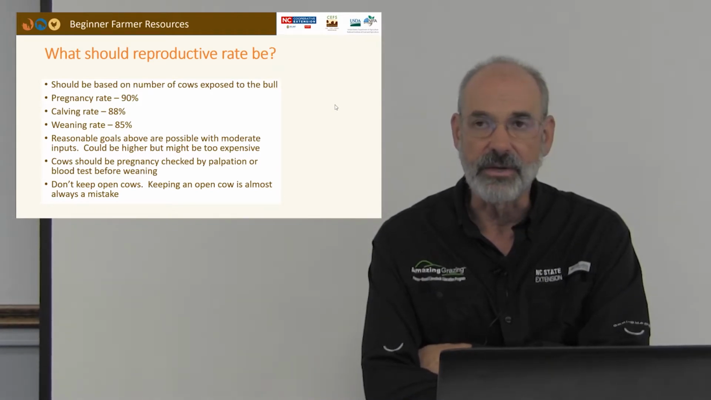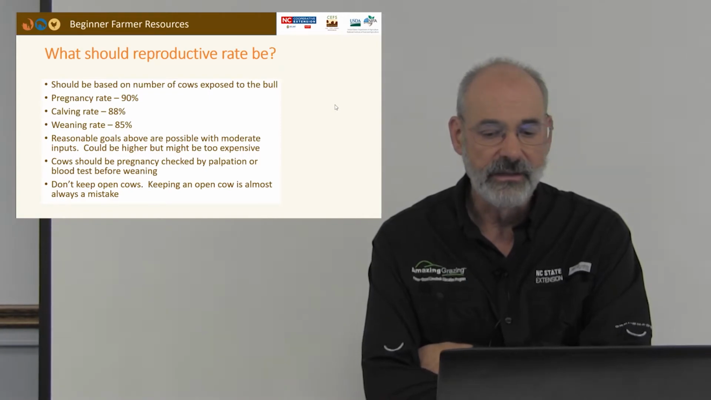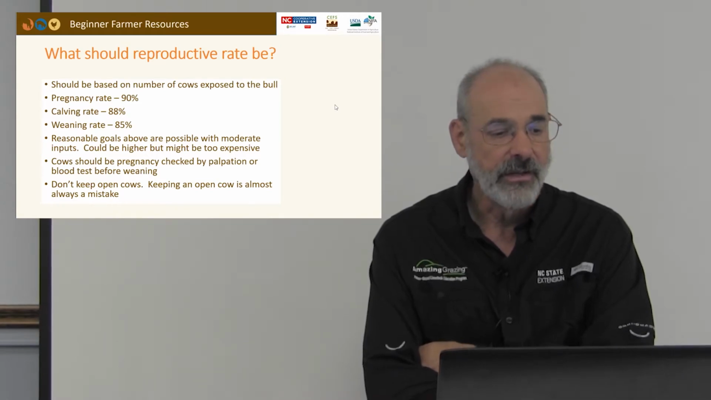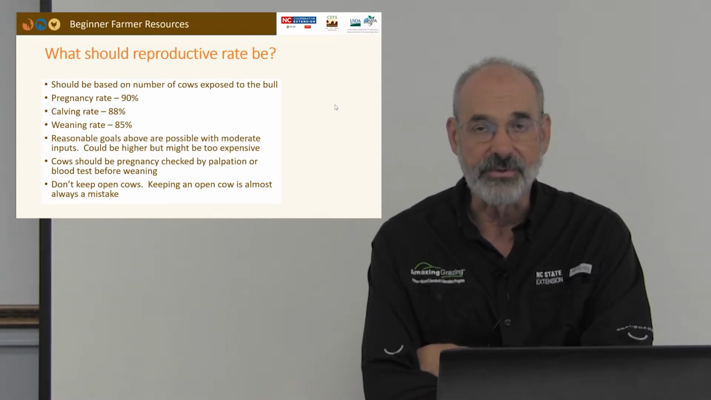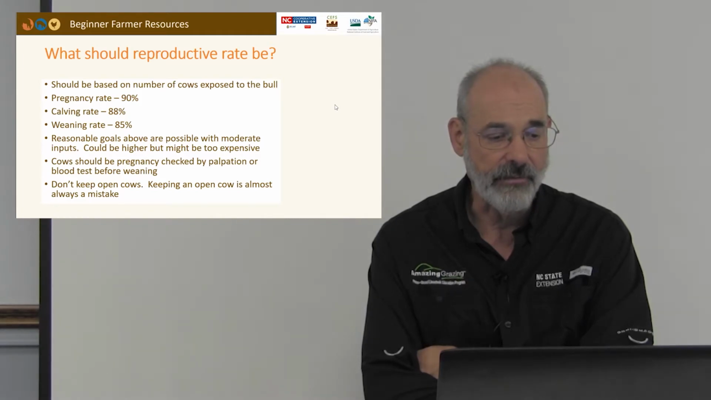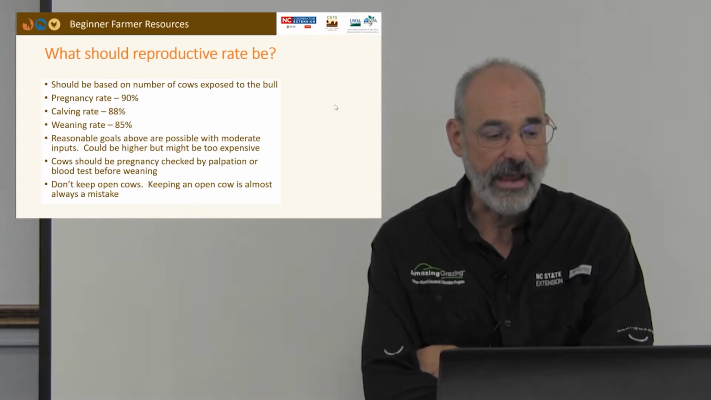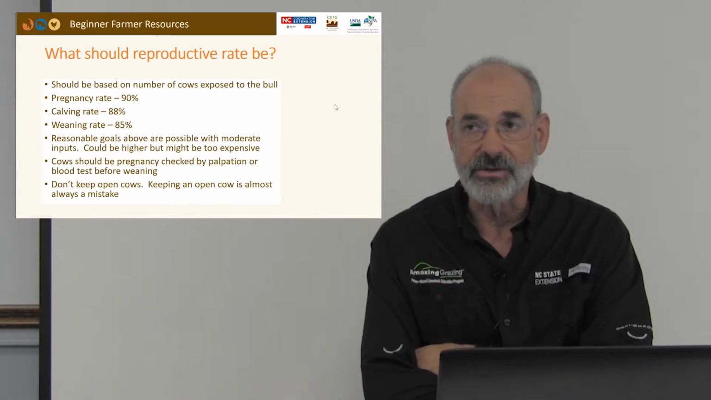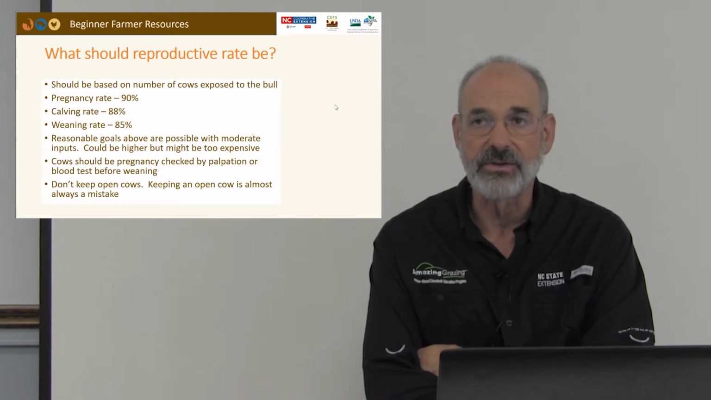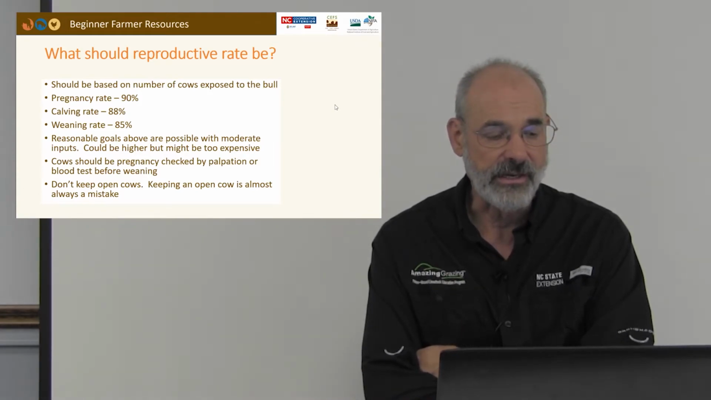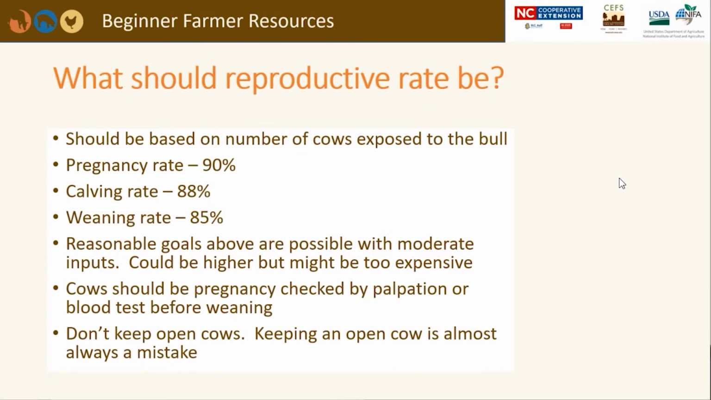So this means that when we pull the bull after the breeding season and get the vet or someone to come help us to test them for pregnancy, about 90% of the cows would be pregnant at that time. As far as calving rate goes, this is the number of cows that actually do deliver a calf. That would be about 88%. So about 2% of the cows are expected to normally regress and lose the pregnancy and come back around and try again. At weaning, we would hope to wean about 85% calves as a percentage of the cows originally exposed to the bull.